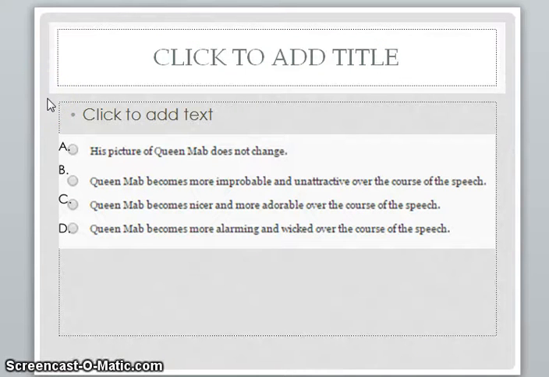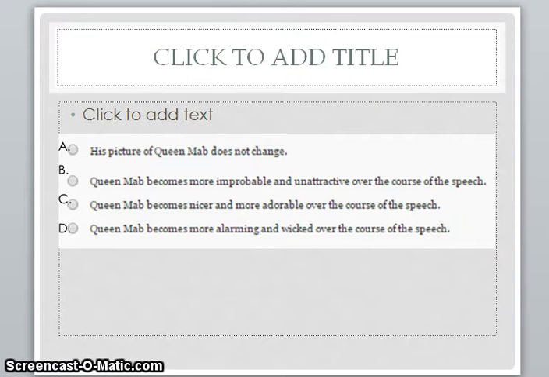So here is the question. Here are the answer choices. How does Mercutio's description of Queen Mab change over the course of his soliloquy? Is it A, his picture of Queen Mab does not change? Is it B, Queen Mab becomes more improbable and unattractive over the course of the speech? Is it C, Queen Mab becomes nicer and more adorable over the course of the speech? Or is it D, Queen Mab becomes more alarming and wicked over the course of the speech? Choose your answer, please.